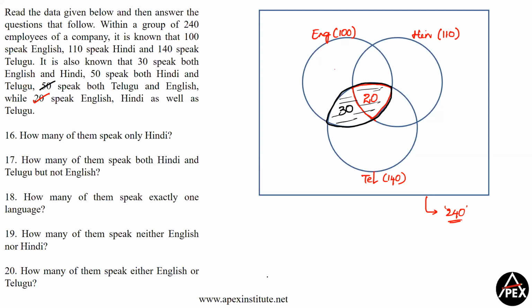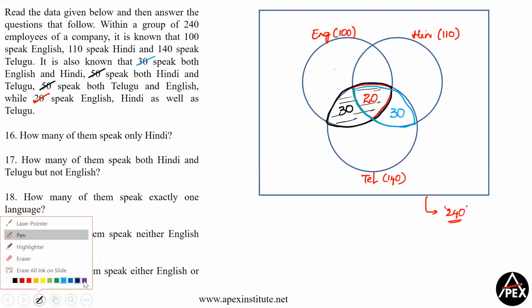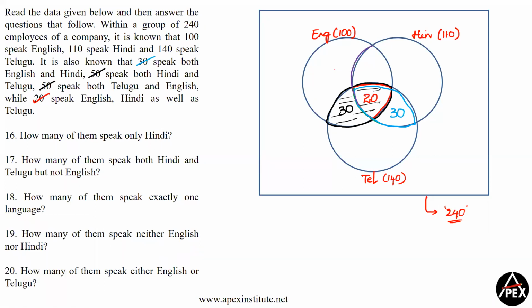Yeah. Now 50 speak both Hindi and Telugu. In the same way, this region represents people speaking Hindi and Telugu. Total is 50. We already have 20 here. So the people who speak only Hindi and Telugu will be 30. And it is known that 30 speak both English and Hindi. So this region represents 30 people. We already have 20 here. So this will be 10.